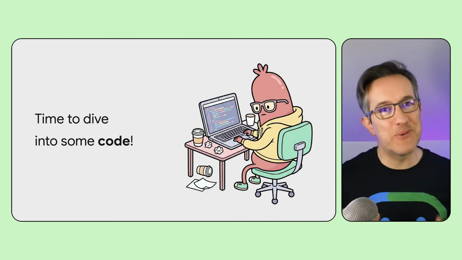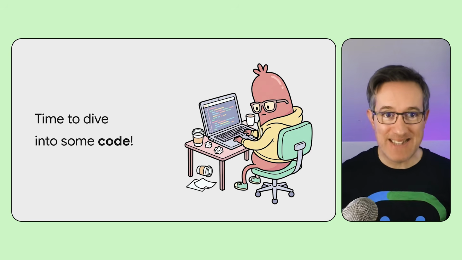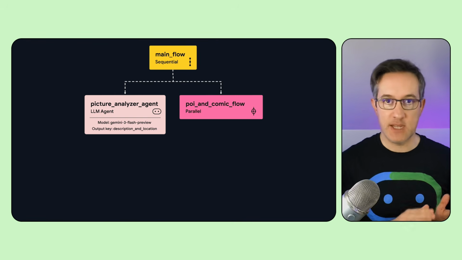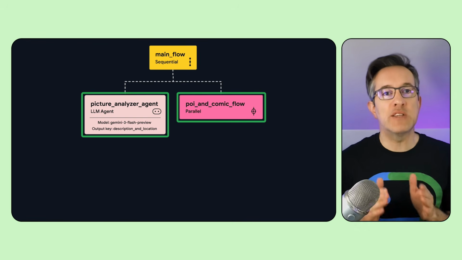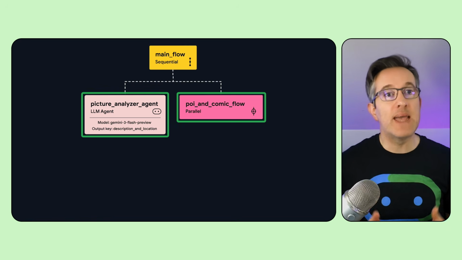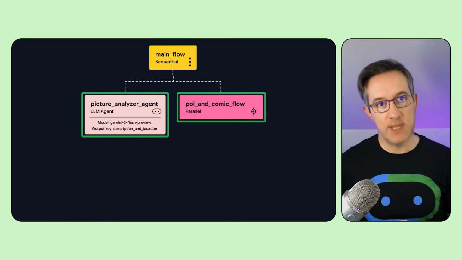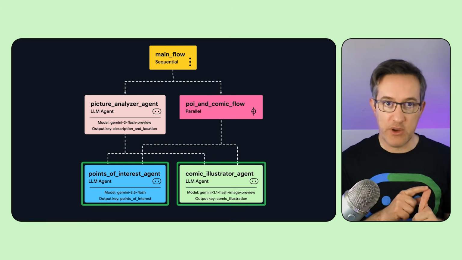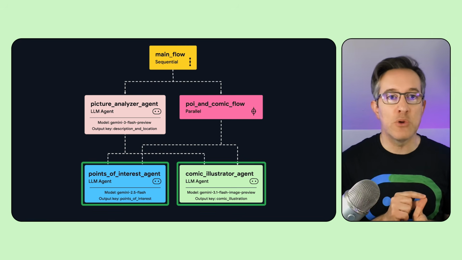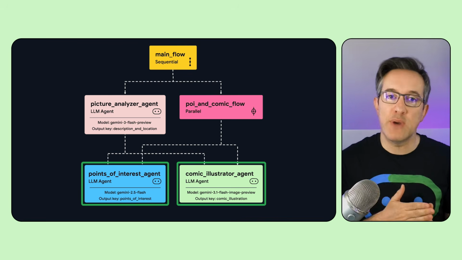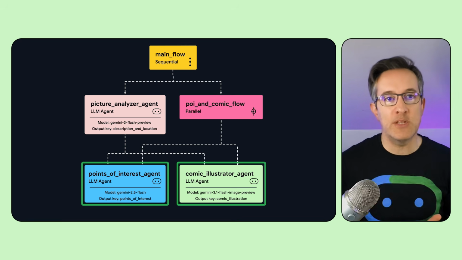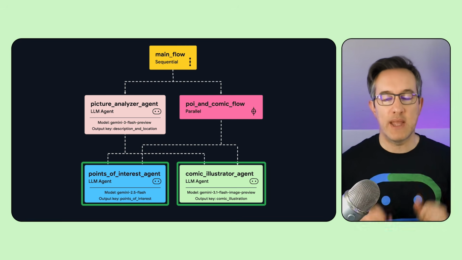Okay, I'm sure you want to know how the sausage was made, right? Let's dive in. The comic strip agent is actually a multi-agent system. It's composed of a sequential flow that starts with Gemini 3 Flash to analyze the picture, understand what's inside, and guess the location where the photo was taken. Then, there's a parallel flow that will do two things. The point of interest agent is using the Google Maps tool to find, you guessed it, points of interest around the location. At the same time, an agent powered by NanoBanana 2 will create the vintage comic illustration.